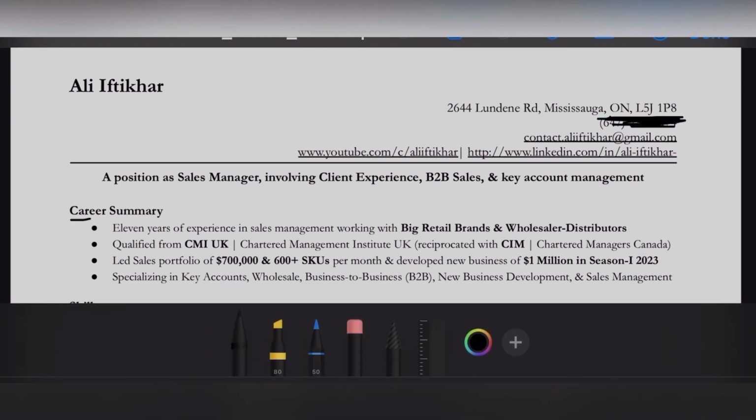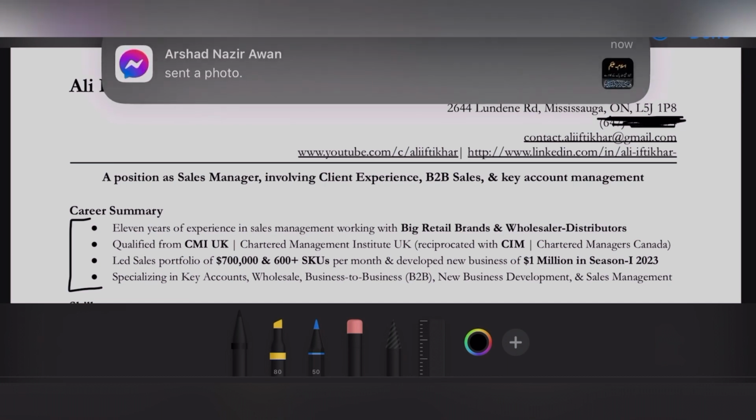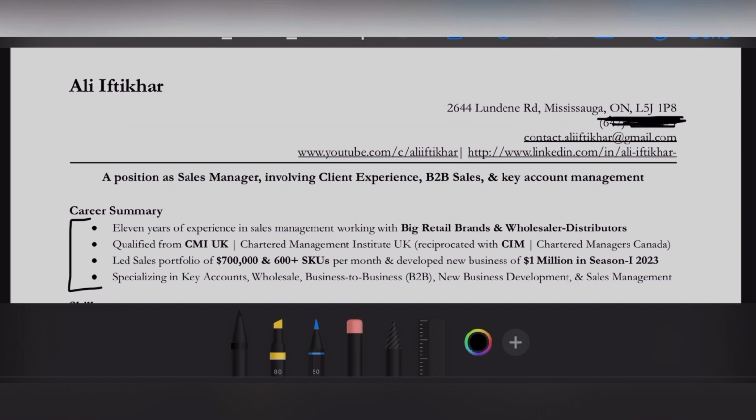I would always suggest that you include it as bullet points, like I've done here. I can read it out for you. 11 years of experience in sales management, working with big retail brands and wholesale distributors. So this is about my experience. Then I talked about my qualifications. Qualified from CMI UK. Now, this is a diploma, which is my educational highlight. So I highlighted it here, right?